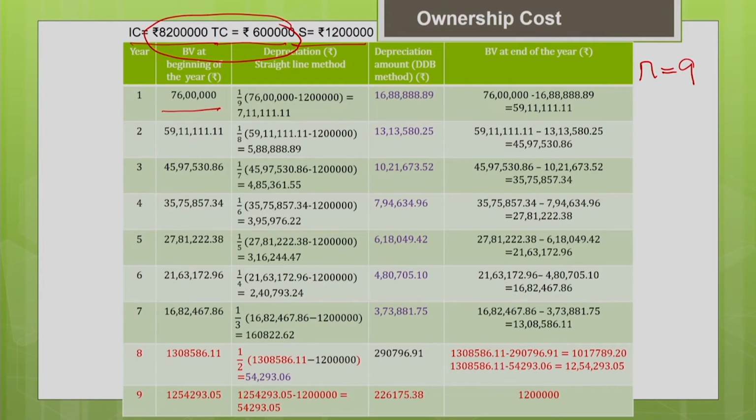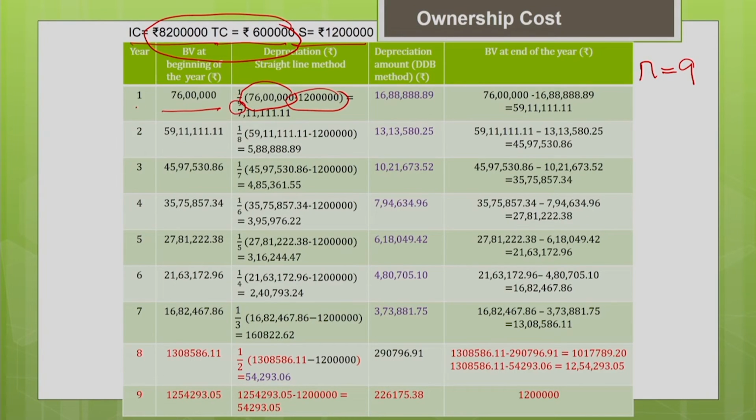Now you calculate the depreciation using the straight line method. We just now discussed how to estimate it. It is nothing but your book value at the beginning of the year, 76 lakh, minus your salvage value, divided by the number of years left in the recovery period.